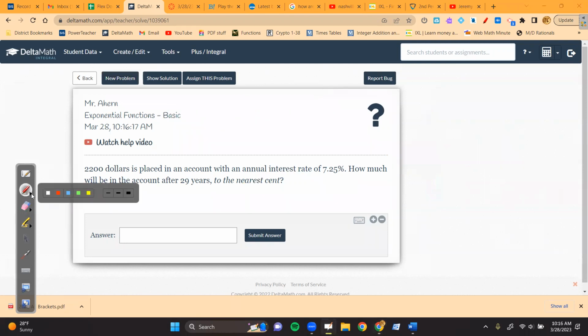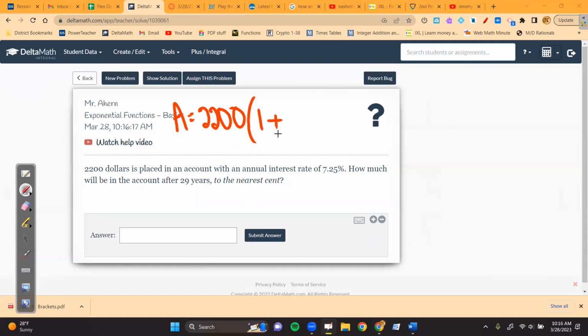In this problem, the amount of money I'll have is equal to the starting amount, what I placed into the account, 2,200. And then in parentheses, I'm going to put 1 plus 0.0725. You have to move the decimal twice. There are no exceptions to that. If you move it once in this case and say 0.725, that's a 72.5% interest rate, which is going to really cause things to go haywire, right? And what am I going to raise this up to?